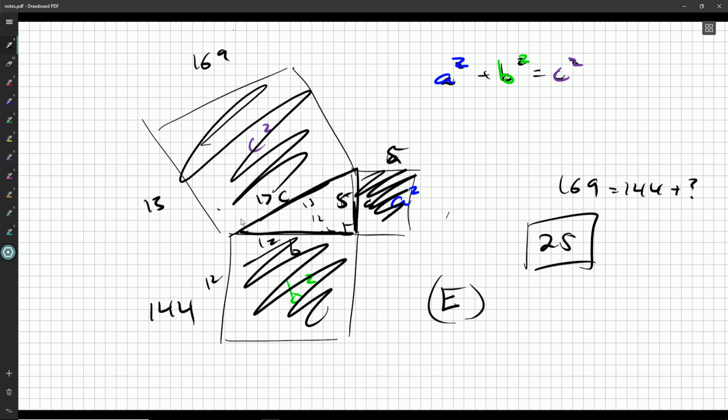That's an answer of E for question 9. Up next, we're going to finish off part A with question 10.